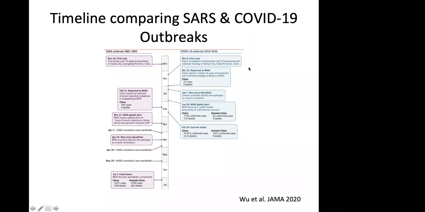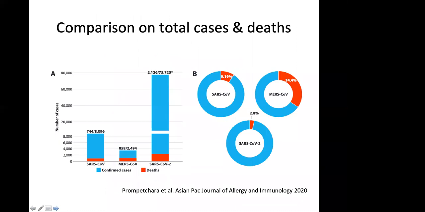Things moved at a much more rapid pace with COVID-19. Essentially on December 8th, the first case was identified, and reported to the WHO 3 weeks later. And then a month after identifying the first case, the virus was identified and genome sequencing was done. WHO issued a global alert declaring a public health emergency by the end of the month. So it took less than 2 months before it was declared a public health emergency. And then the world has really changed.